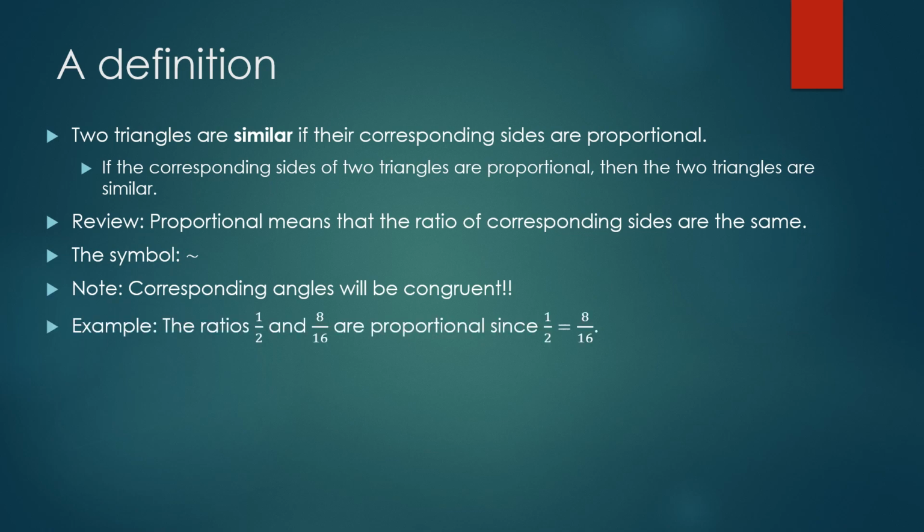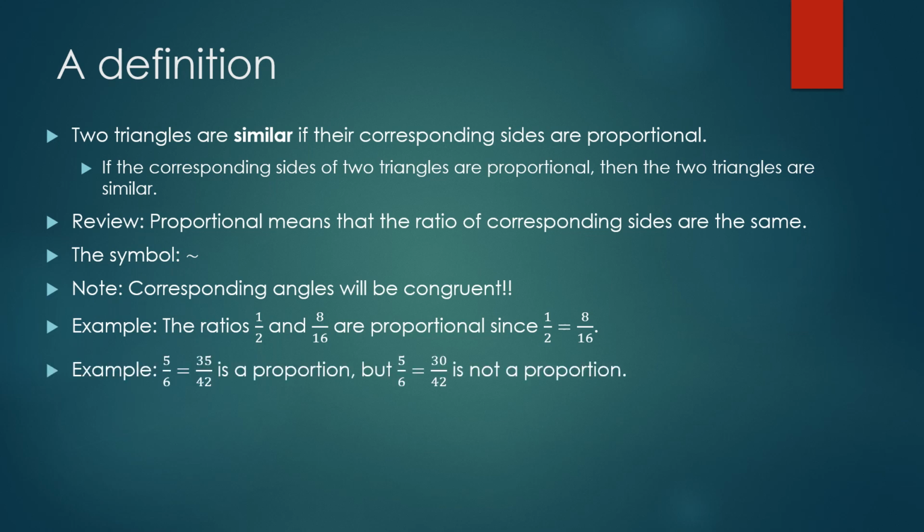An example of proportional would be 1/2 and 8/16, since 1/2 is the same value as 8/16. Another example: 5/6 is the same as 35/42 because both can be multiplied by a factor of 7 to get that value. However, 5/6 equals 30/42 is not true, because 5 increases by a factor of 6, while 6 increases by a factor of 7.